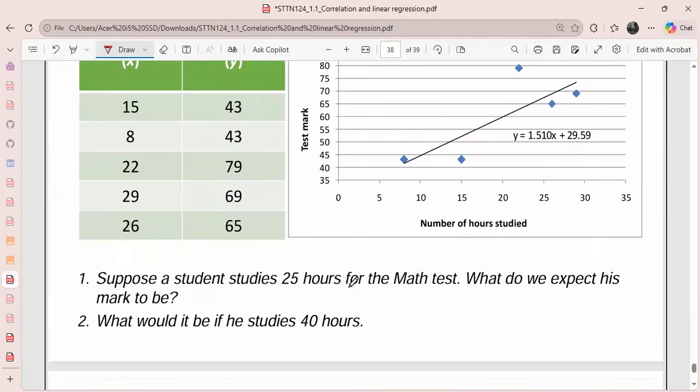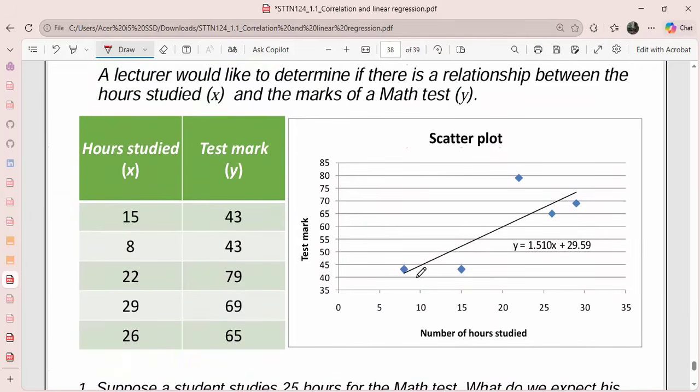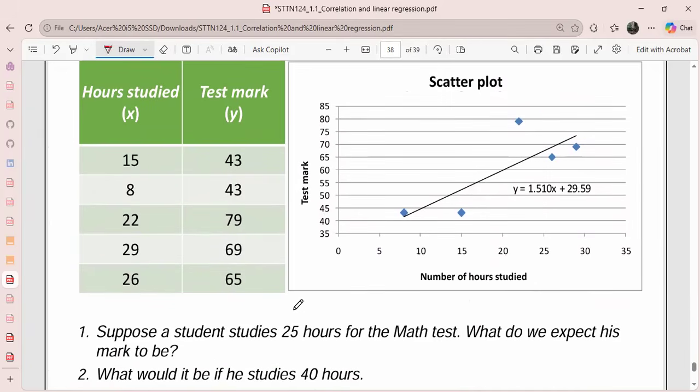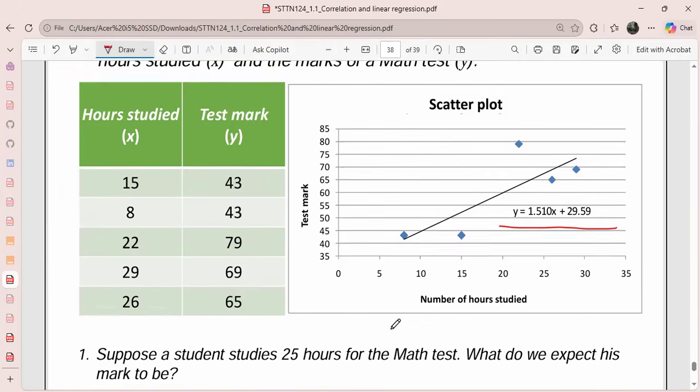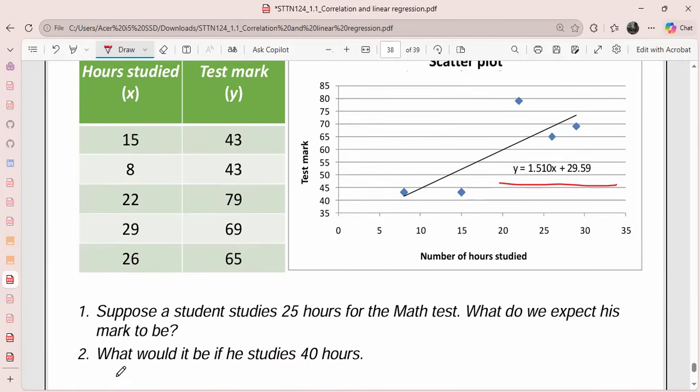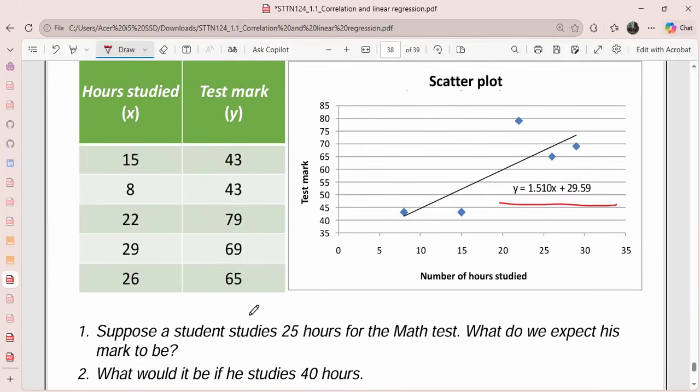So it's just an exercise. Okay, suppose the student studies. Here on this exercise, you need to find the equation. You're going to punch the x and y on a calculator and find the equation. Once you find the equation, where you see x, you're going to put 25, because the hours is the value of x. Here they ask, what will it be if he studies 40 hours? So where you see x, you're going to put 40 and get the answer.